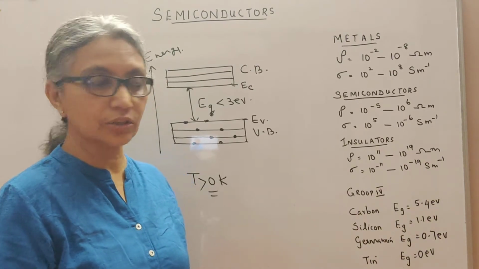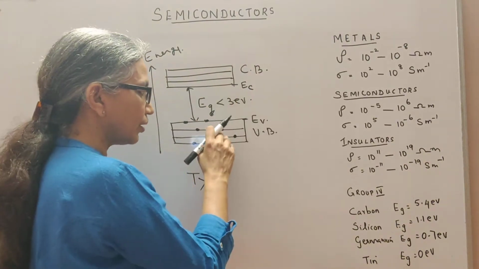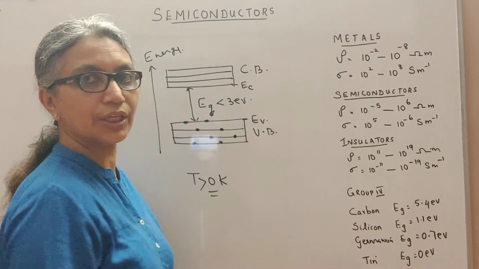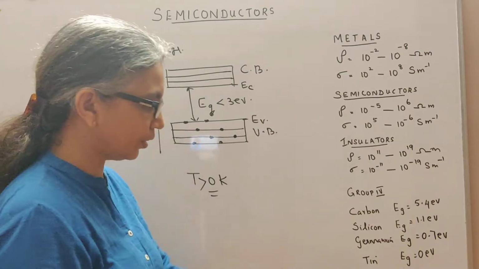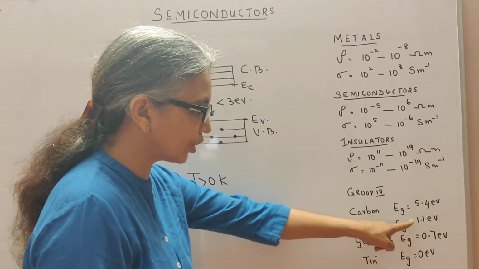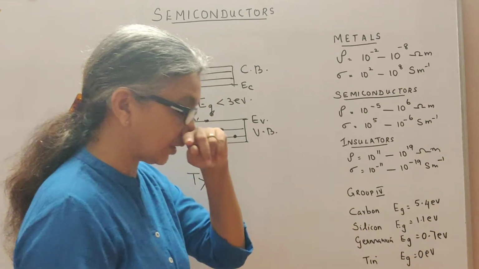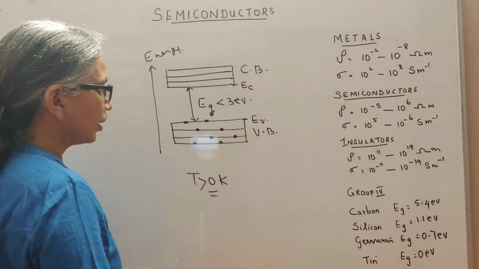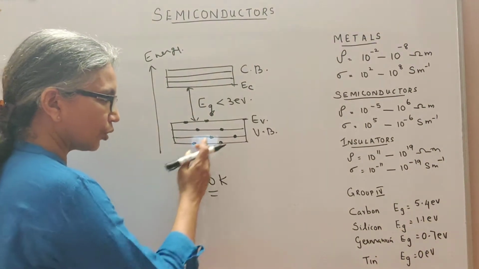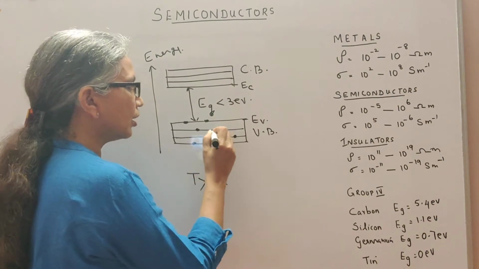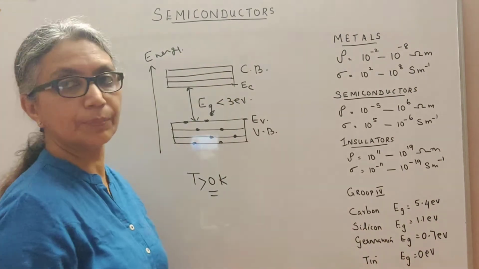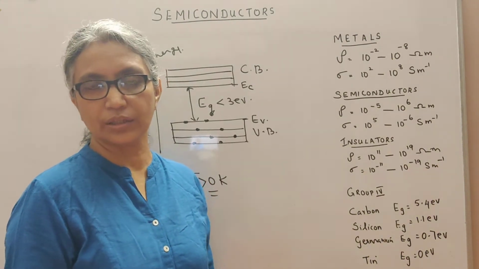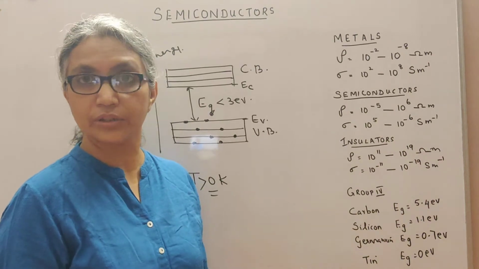Unlike insulators, which have a large energy gap, so you cannot excite these electrons into the conduction band. But in a semiconductor, because the energy gap is less than 3 electron volt, for example, you look at silicon and germanium, the energy gap is 1.1 for silicon, and for germanium it is 0.7 electron volt, less than 3 electron volt. So it is small enough that if you increase the temperature, if you give thermal energy, you can excite these electrons into the conduction band, thereby they become free electrons and they are available for conduction. So then they become good conductors. But at T equal to 0 Kelvin, they are good insulators.